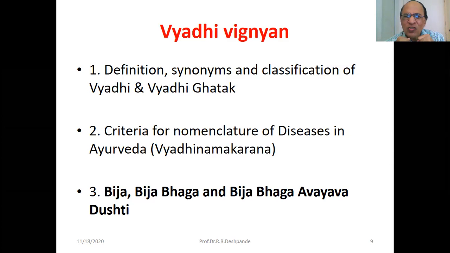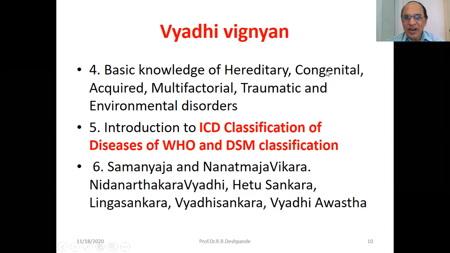For passing the stool, kunthane in Marathi, straining. That disease is amoebiasis, giardiasis, pravahika. Yes. Bija, Bijabhag, Avayava Dushti, genetic problems in Ayurveda. Ayurveda has explained about genetics science, genetic disorders. Vyadhi Vignyan, basic knowledge of hereditary diseases, congenital diseases, acquired, multifactorial. Agantu, traumatic, and environmental diseases, sunstroke, frostbite because of the ice, Himalaya, Alps, Parvat, mountains.